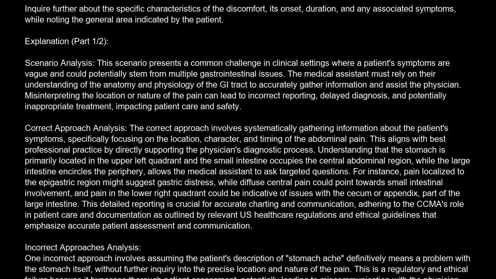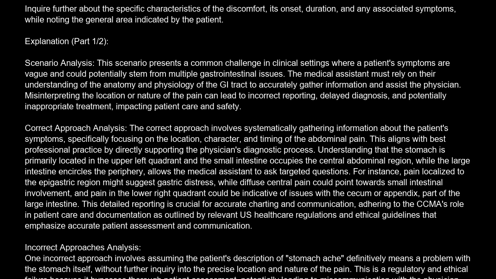Correct approach analysis. The correct approach involves systematically gathering information about the patient's symptoms, specifically focusing on the location, character, and timing of the abdominal pain. This aligns with best professional practice by directly supporting the physician's diagnostic process.